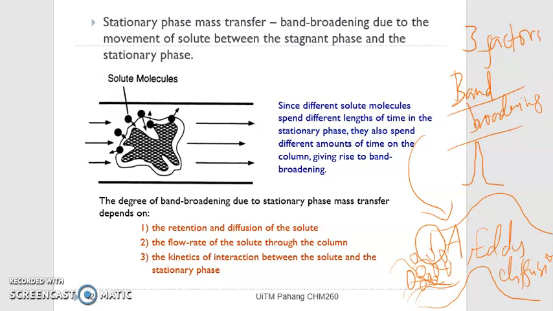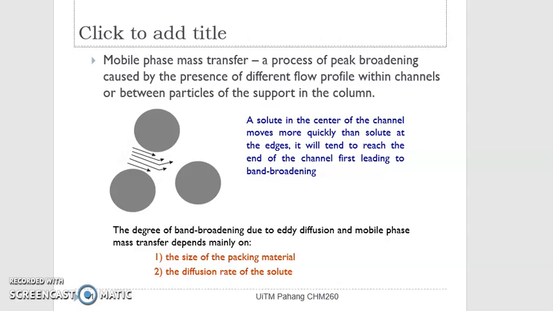Okay. So the second factor is the mass transfer factor. For mass transfer, it is the C term. The second factor is the C term, which is mass transfer. For mass transfer, this is divided into two: mobile phase mass transfer and also stationary phase mass transfer. So what is actually mass transfer?